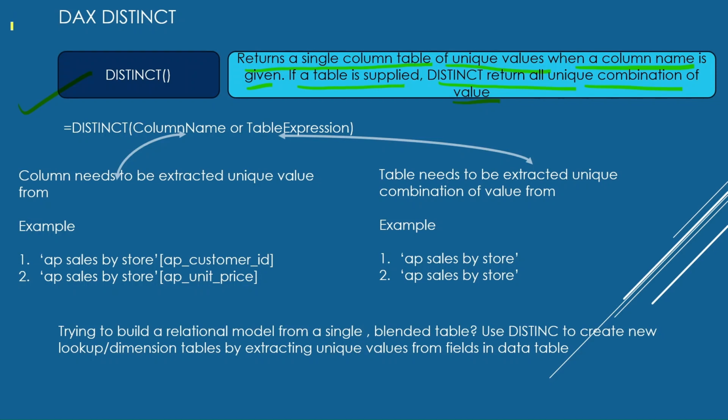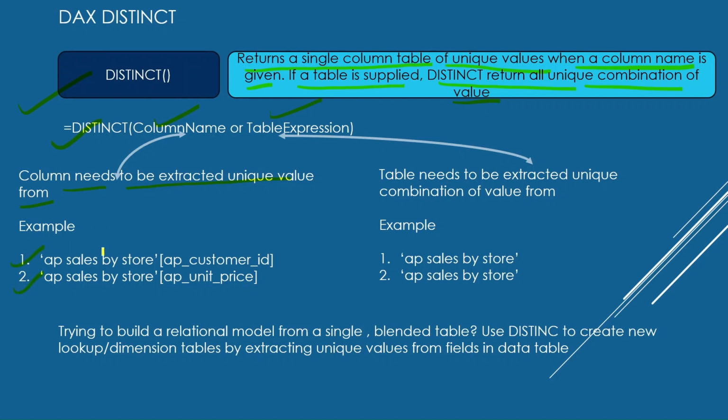So this is the signature of the DISTINCT function. It takes either a column name or a table expression. If it takes a column name, the unique values are extracted from that column. If we provide a column name, it will calculate all the unique values present in that particular column.